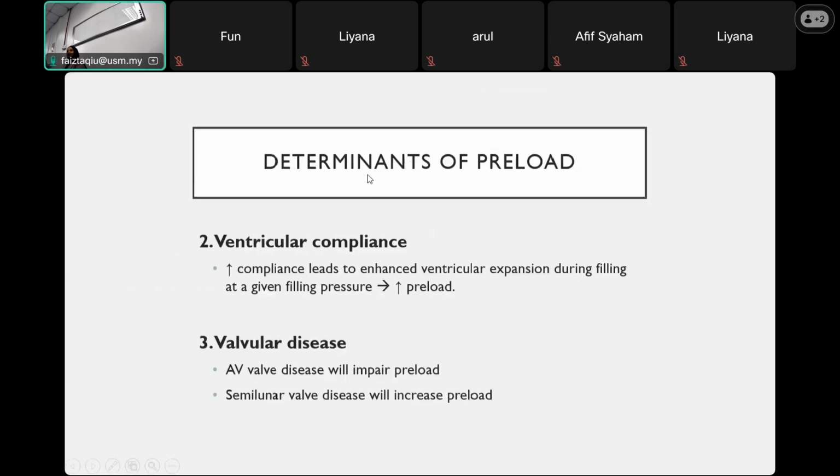So besides the venous return, there are other determinants of the preload. The first is ventricular compliance. Increased compliance will lead to an increase of blood filling, ventricular expansion during filling at a given filling pressure, and this will increase the preload. For valvular disease, AV valve disease will impair the preload because the blood will stay in the atrium and will not flow into the ventricle. For the opposite, semilunar valve disease will increase preload.